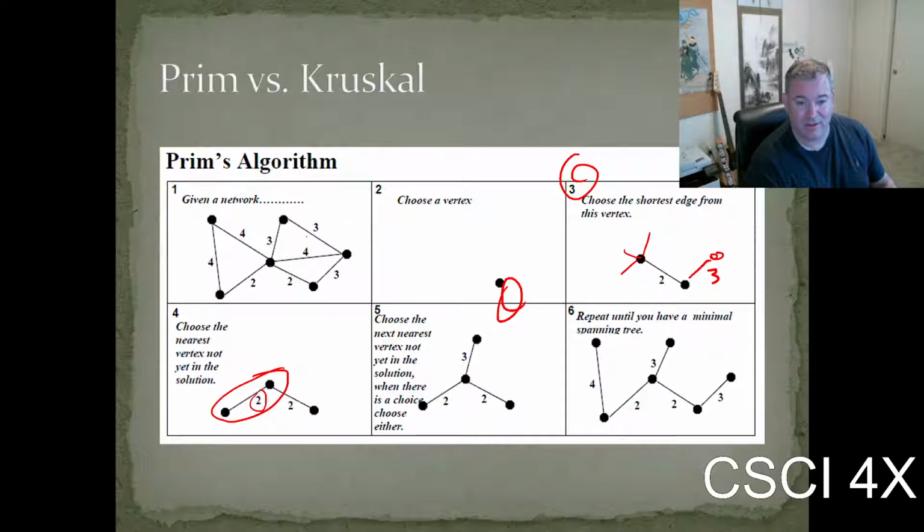And repeat. Who's the next smallest? We've got a 3 here, let's add that one in. Who's next? We've got a 3 here, we'll add that one in. Who's next? These have all been processed. We've got a 4 or a 4, either one of these will work. I'll just pick this one. Like that, and we're done. That's a minimal spanning tree.